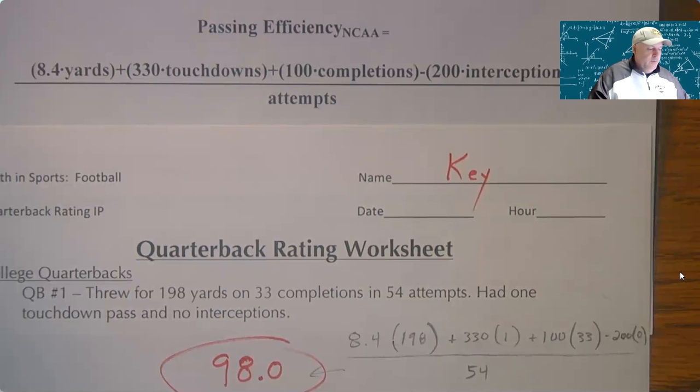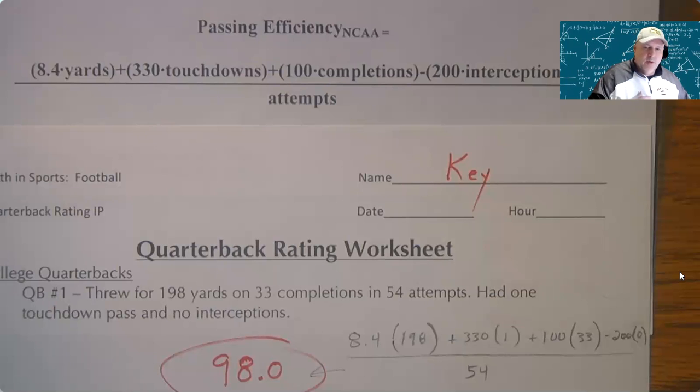Anyway, it is 8.4 times the number of yards attained in the completions, plus 330 times the number of touchdowns, plus 100 times the number of completions, minus 200 times the number of interceptions, all over your attempts. And that is the passer rating.